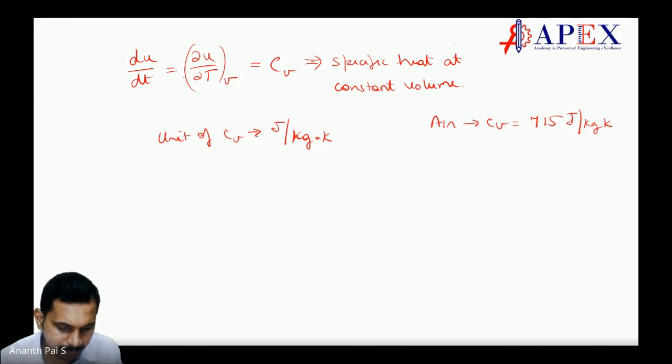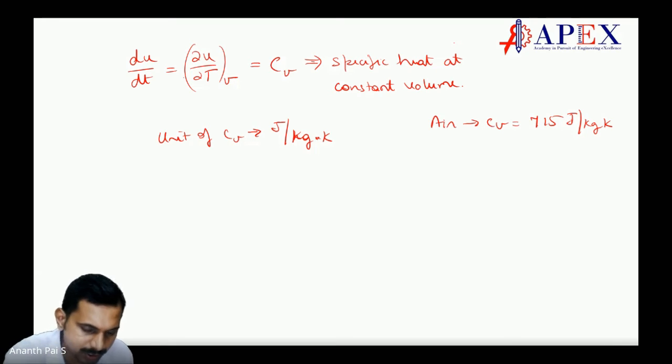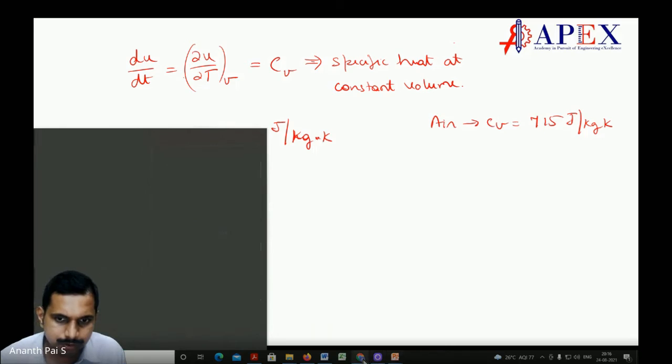Akshay, can you help me out on that? What is Cv for air? 717, is it not? Akshay ji, are you there? You also do not remember? Akshay is not there. Ashutosh.